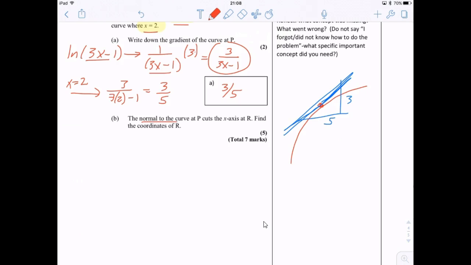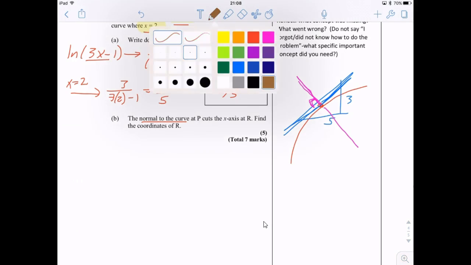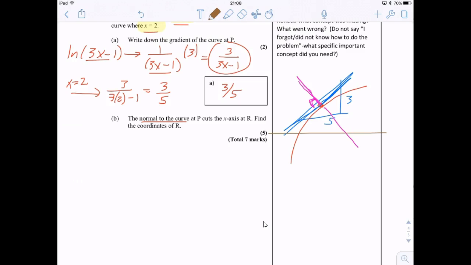Last part. The normal to the curve at P cuts the x-axis at R. Find the coordinates of R. Okay. The normal to the curve is a perpendicular line relative to the tangent line. So the tangent line kind of follows the curve. The normal line is perpendicular to the curve, kind of like that. So they're saying, where does this normal line cross the x-axis, right? This is point R, and they want us to find point R.